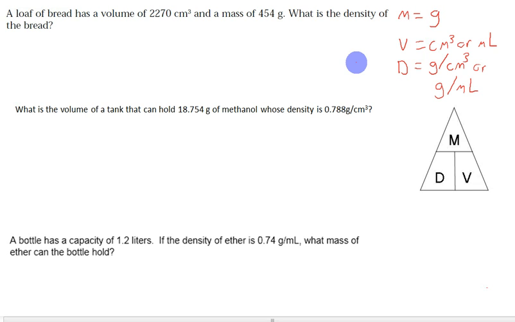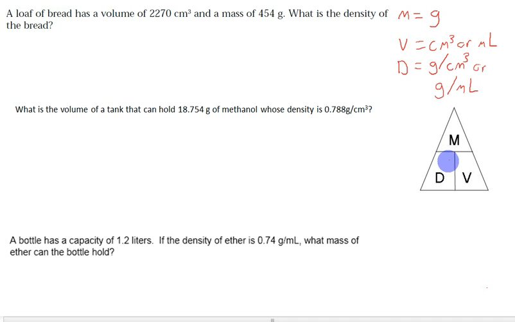Key to density is first off knowing your units. We'll be working with mass, volume, and density. Mass will always be in grams. Volume can either be in cubic centimeters or milliliters. Usually it's solids that are measured in cubic centimeters and liquids that are milliliters. Density can be grams per cubic centimeter, usually for solids, or grams per milliliter with liquids.